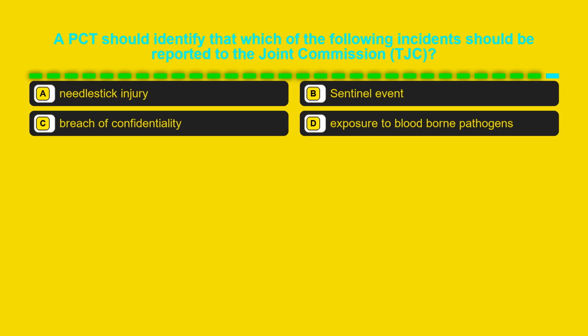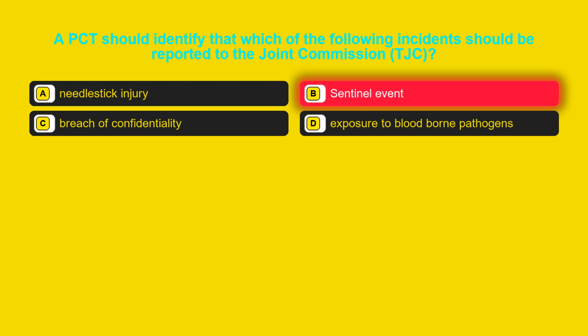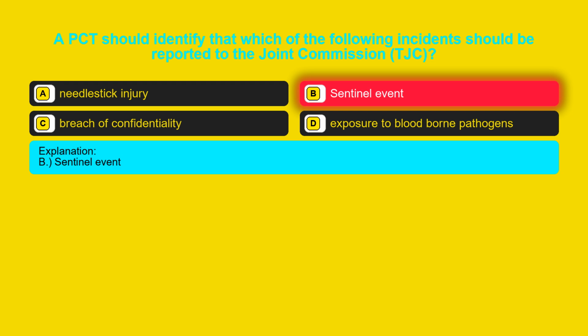Question 7. A PCT should identify that which of the following incidents should be reported to the Joint Commission, TJC. Option A. Needle stick injury. Option B. Sentinel event. Option C. Breach of confidentiality. Option D. Exposure to blood-borne pathogens. The correct answer is option B. Sentinel event.